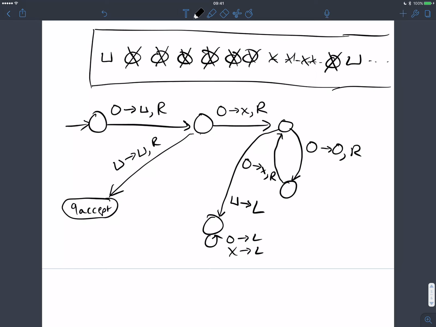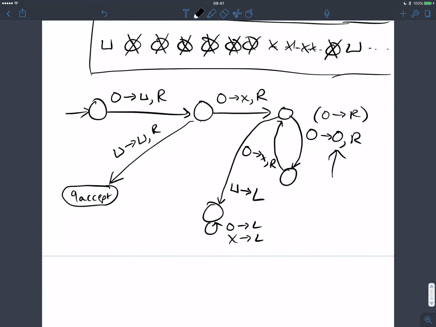I have a question. On the transition, when you have zero blank R, does that mean you see a zero, write a blank, and go to the right? So the one you're referring to, that transition, it means that you see a zero, you write a zero, you go to the right. Yes. I could abbreviate this by zero arrow right, because it's writing the same symbol. For the ones that are different, I need to actually say what was written.